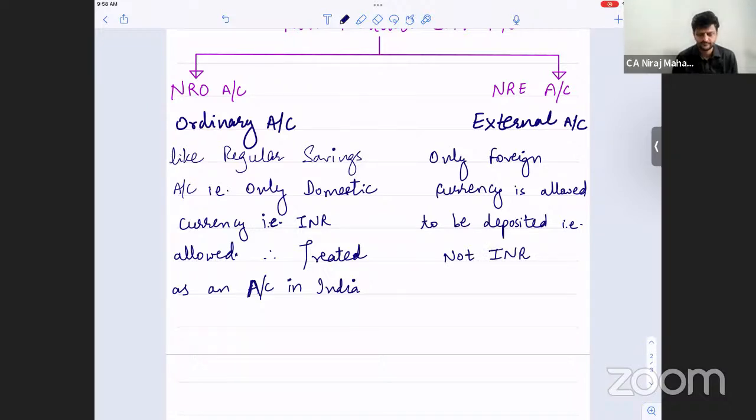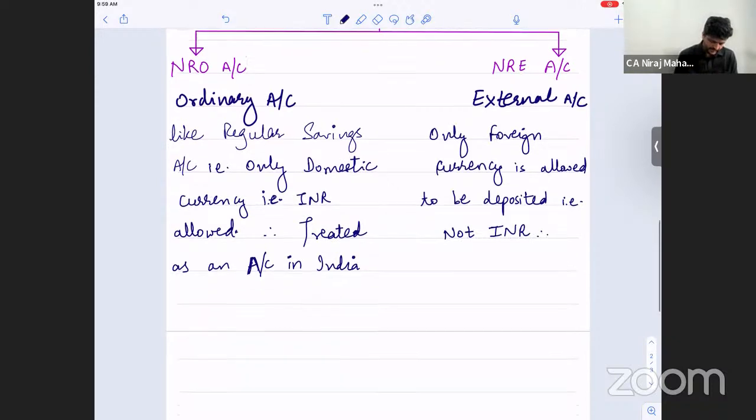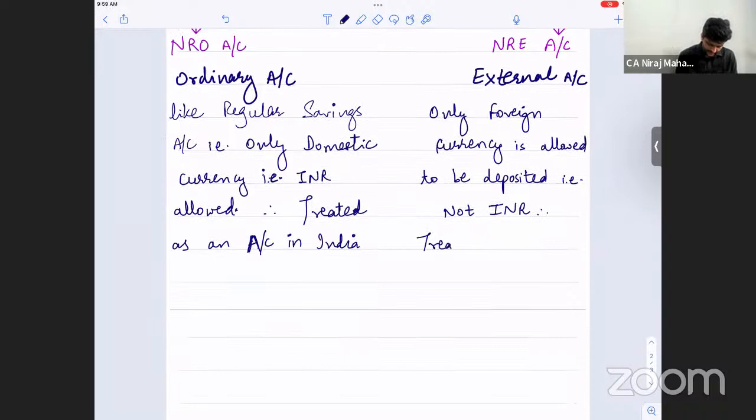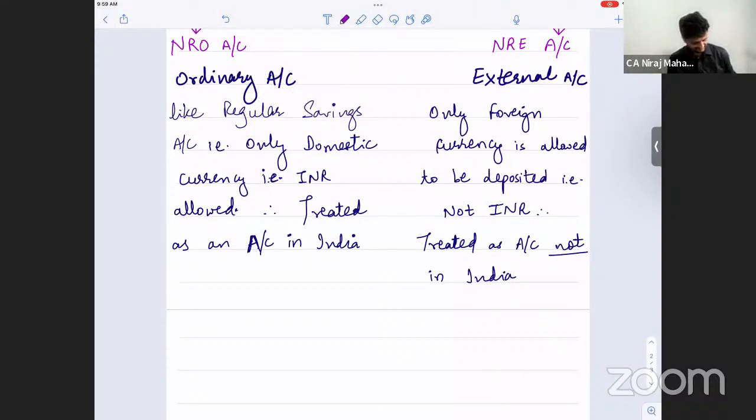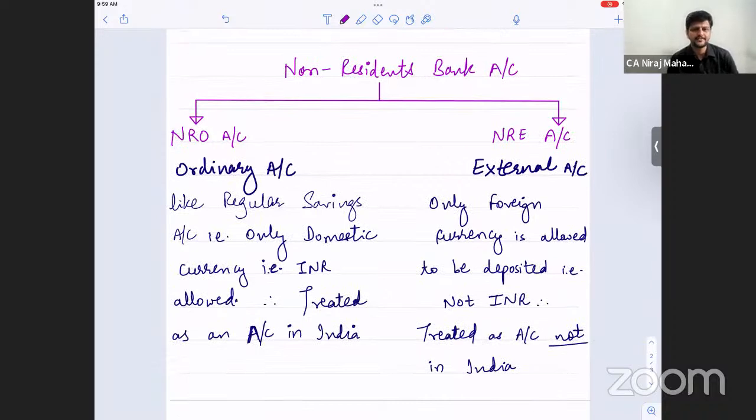That is not INR. Now understand, very important. Therefore, for income tax purposes, it is treated as an account not in India. Very important. Are you getting the importance of the last line? Let me just check how much you have understood. Therefore, treated as an account which is not in India.